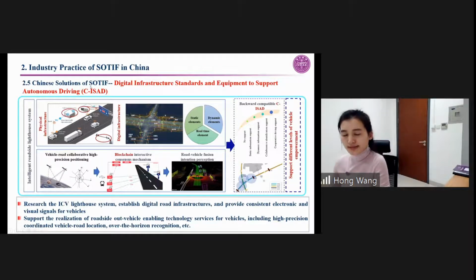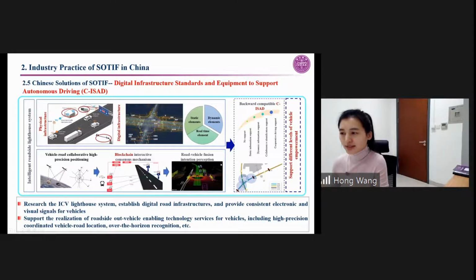So we research the ICD lighthouse system, establish digital road infrastructure, and provide consistent electronic and visual signals for vehicles. This can support the realization of roadside enabling technology services for vehicles, including high precision, coordinated vehicle road location, over the horizon recognition, and so on. So this is the effect and the importance of CRSAD in solving the SOTIF issue.